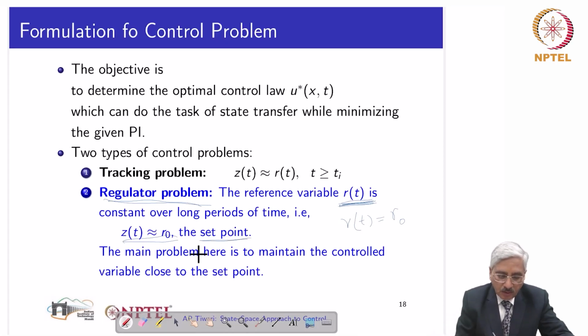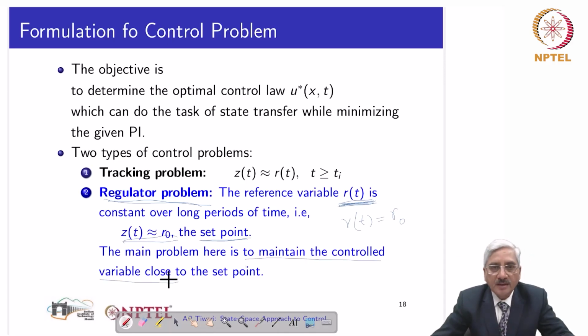So the control is so as to maintain the control variable close to the set point. And again, Z(t) can be the state, so it is a state regulator, or Z(t) can be the output, so it is an output regulator, or it can be any other linear combination of state variables.